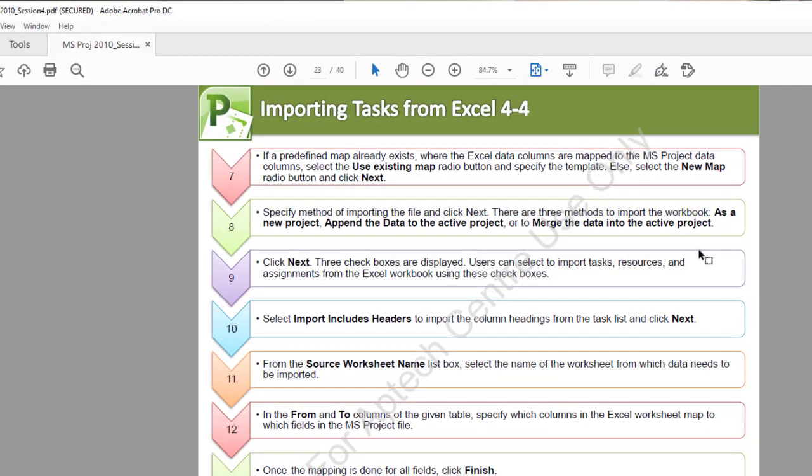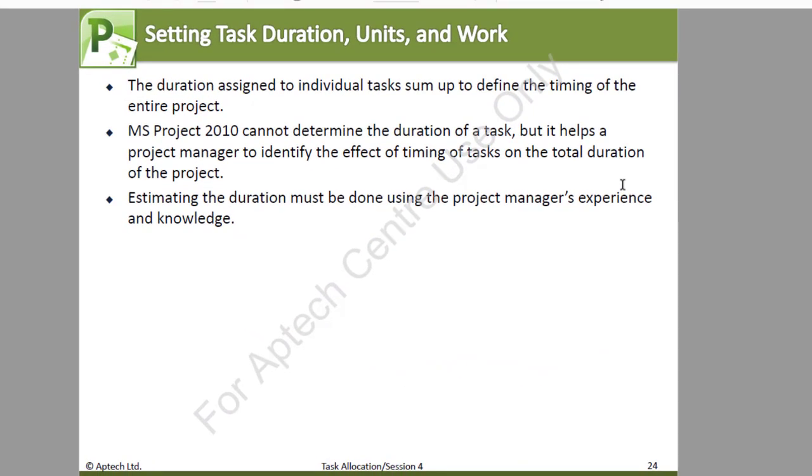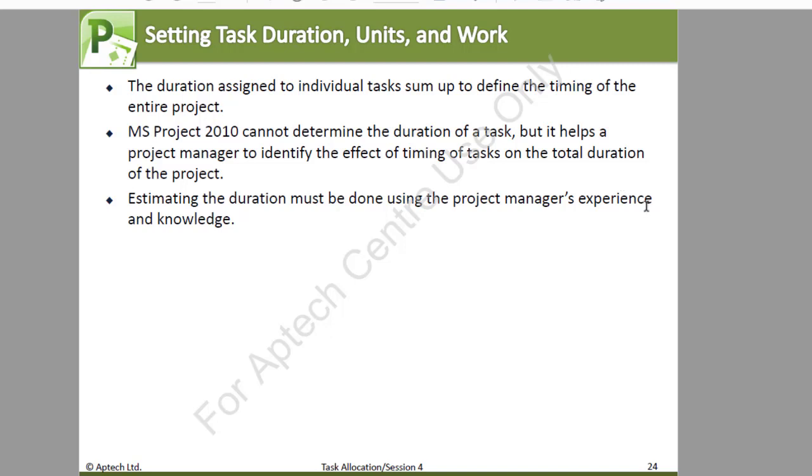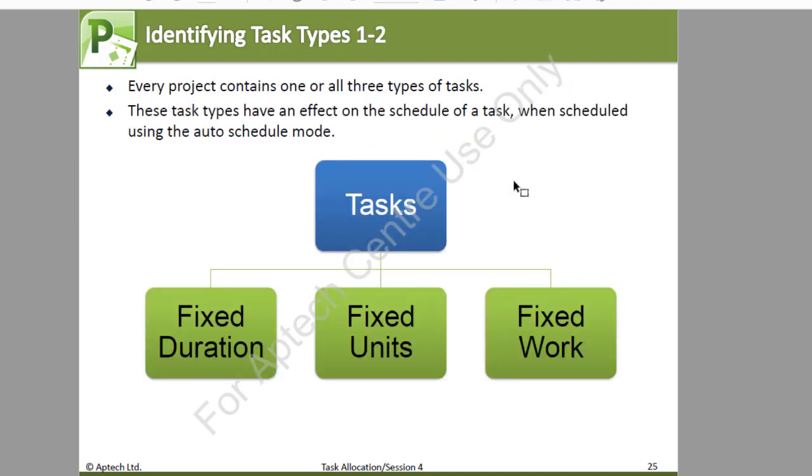We move right along. Now, setting task duration, units, and work. The duration assigned to individual tasks sums up to define the timing of the entire project. MS Project 2010 cannot determine the duration of a task, but it helps a project manager to identify the effect of timing of tasks on the total duration of the project. Estimating the duration must be done using the project manager's experience and knowledge. That is why, you remember when we started, I said that up to 70% of either project success or failure depends on the project manager.